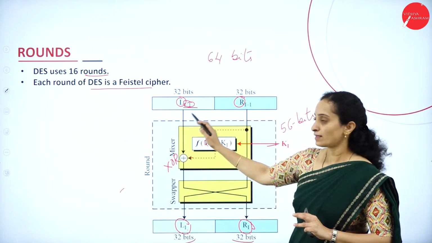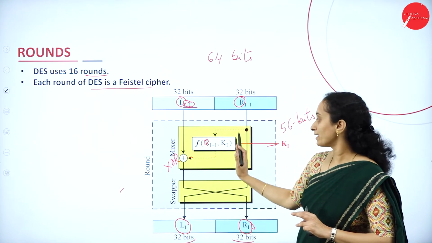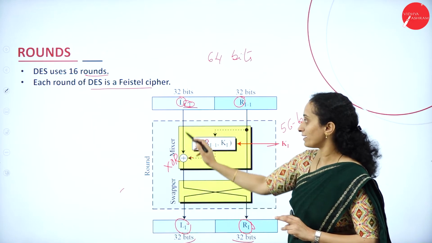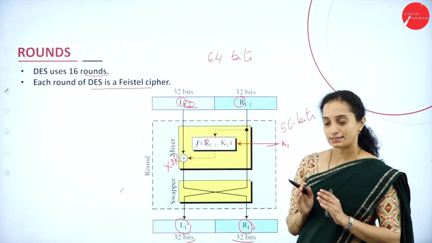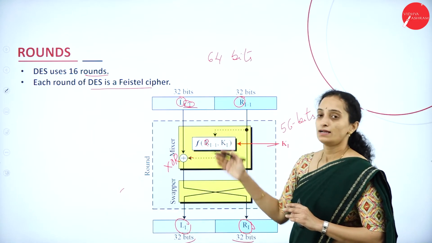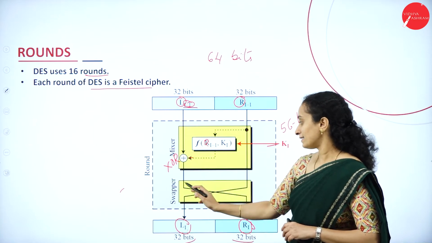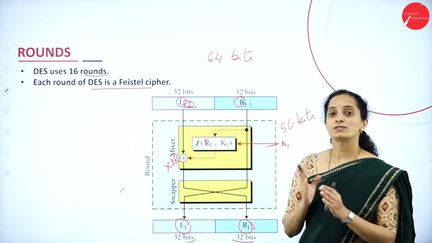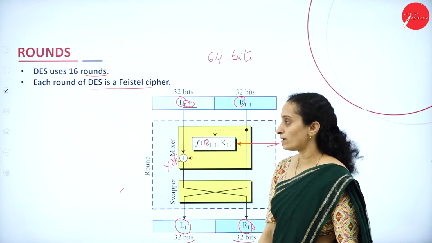One is taking the L and R part, combining the R part with the key. Again, the key is combined with the L part. Both the L and the R part are combined, or an XOR operation is performed with the key, and this output will be taken by the swapper, which swaps the L part and the R part.